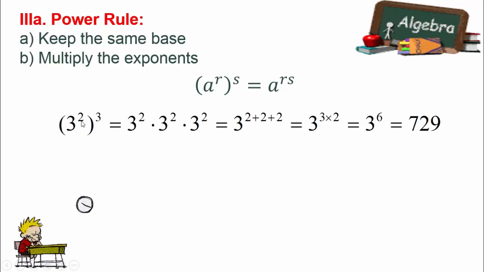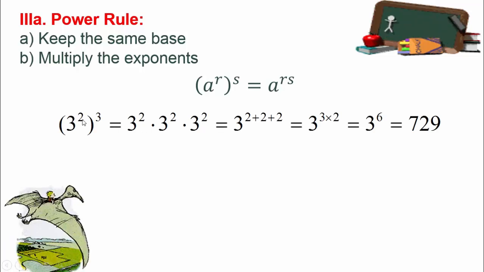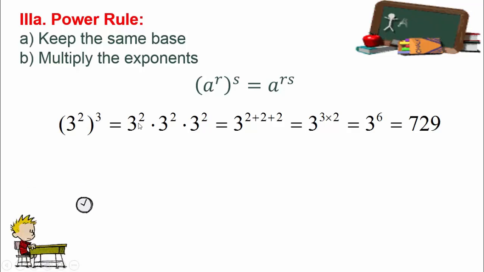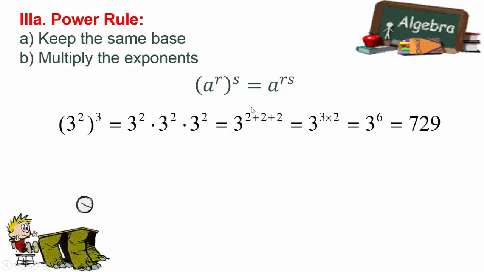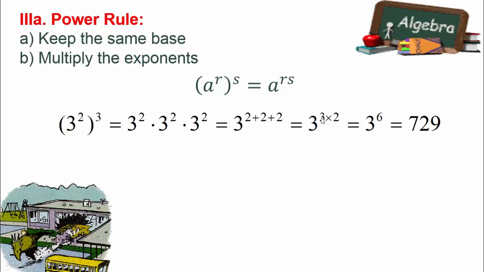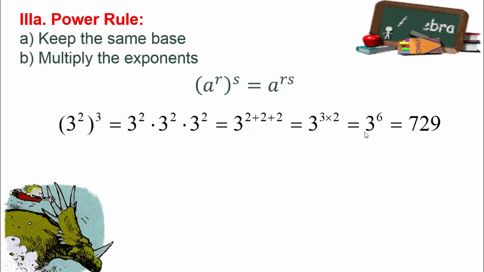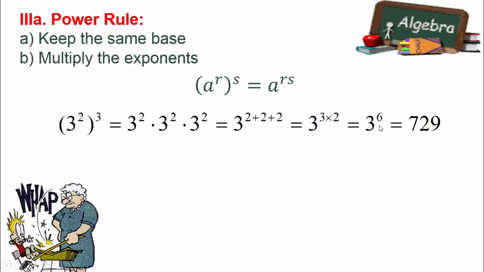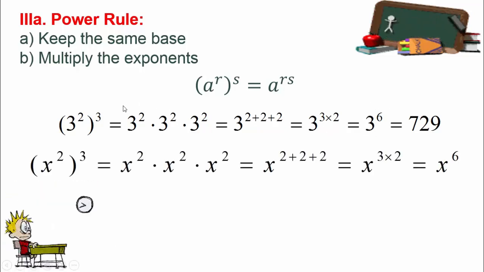So for example, if we have 3 squared and then we cube it, so we have 3 squared times 3 squared times 3 squared, which is what cubing means. That means, as before, we learned if we multiply, we add them up. So it's 2 plus 2 plus 2, which is 3 times 2, which is 3 to the 6th, which is the same thing as 2 times 3.